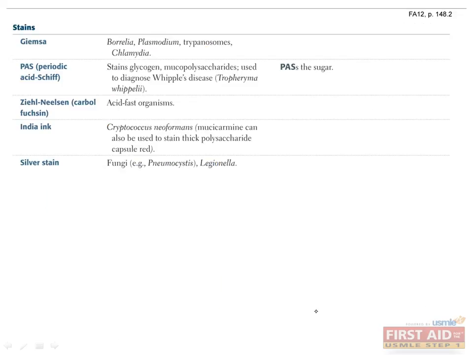You should associate these specific stains with certain organisms. For example, a Giemsa stain can be used to identify Borrelia, Plasmodium, trypanosomes, and Chlamydia. The periodic acid-Schiff stain can stain glycogen and mucopolysaccharides, making it useful in identifying the bacterium Tropheryma whipplei, which is the cause of Whipple's disease.